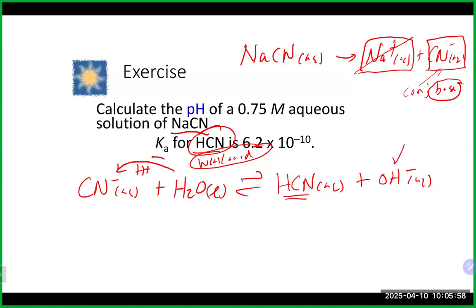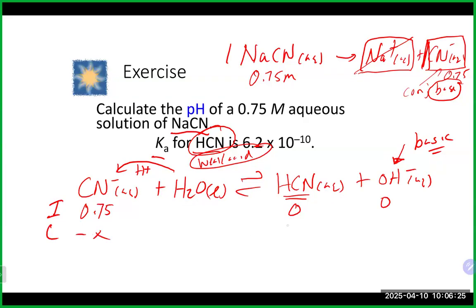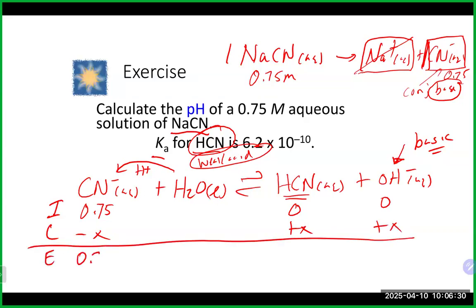So once again, we should know before we do the calculation that this solution should be basic because we're producing hydroxide in this case. And now we could do an ice table. And again, since this guy is 0.75 molar, it is a 1-to-1 relationship between those two. And that would mean that the cyanide is also 0.75 molar. We'll go with our zeros here, our change minus x plus x plus x. Equilibrium 0.75 minus x, x, and x.